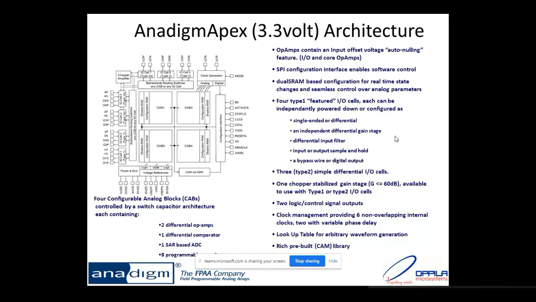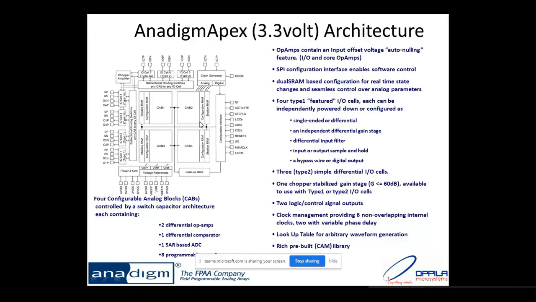So, an Apex 3.3 volt architecture. The important thing is the operating voltage of this FPAA board. This FPAA IC itself is 3.3 volt, so more than 3.3 volt, it can't accept. The maximum operating voltage is 3.3 volt only.